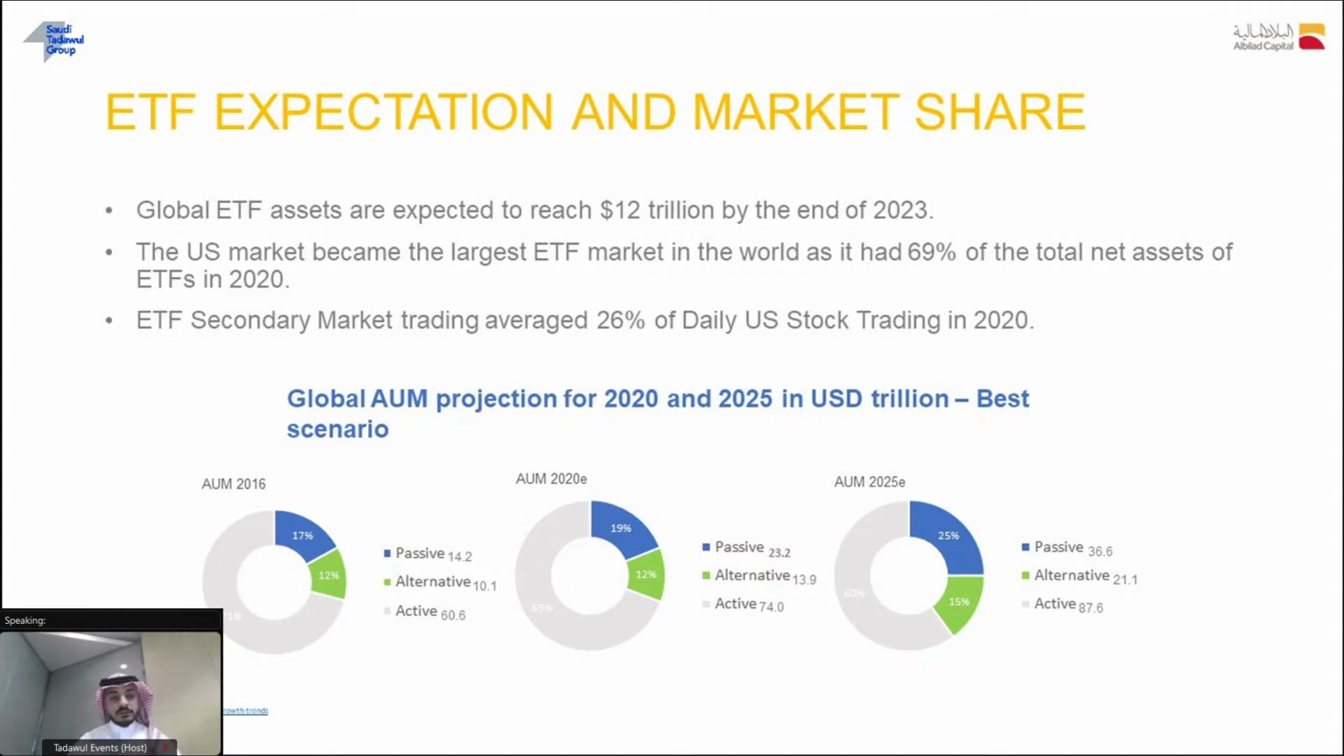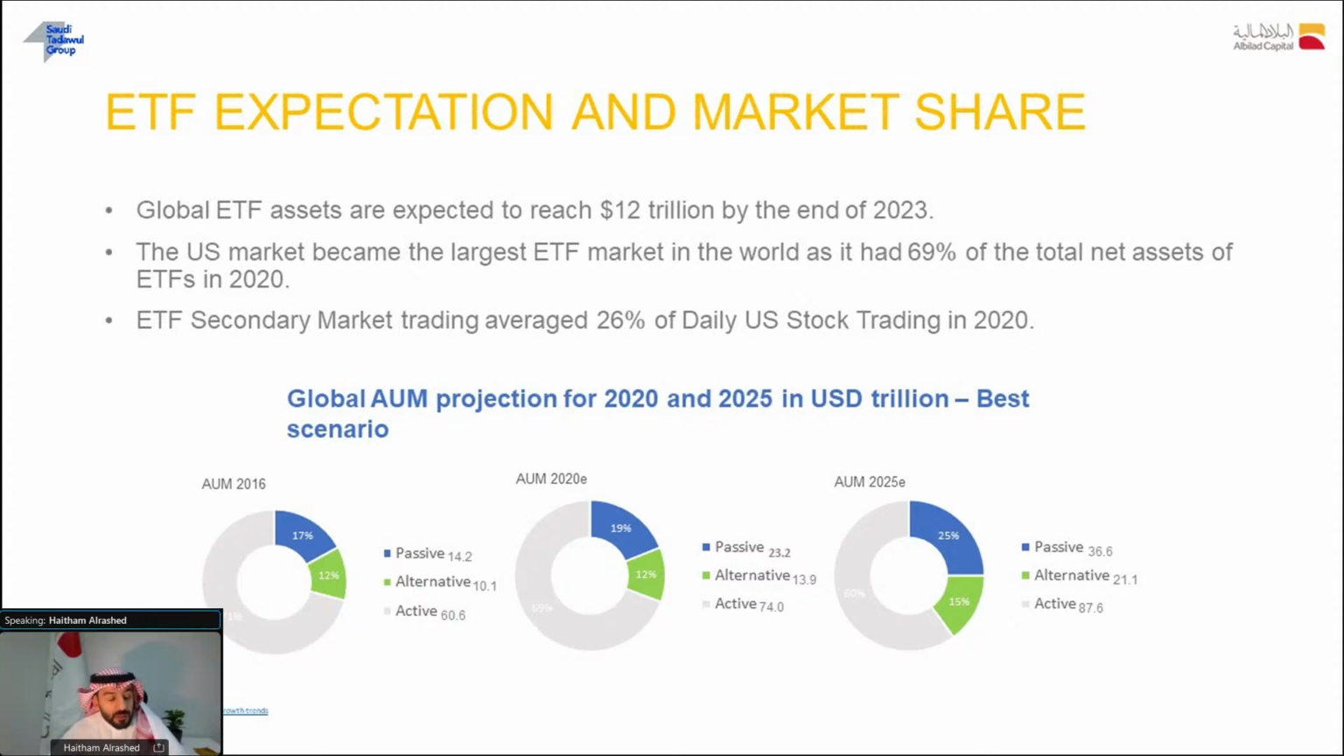Basically, what is the expectation for the global market? This is based on a BlackRock study that they expected to reach 12 trillion by the end of 2023 from 9.6. Based on the historical growth, we think as well this is a very realistic figure. Again, the US is the largest ETF market. It has almost 70% of the total AUM of ETFs by 2020.